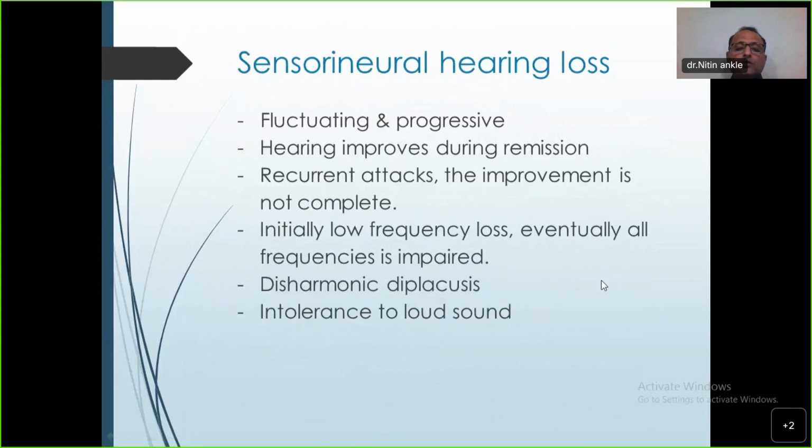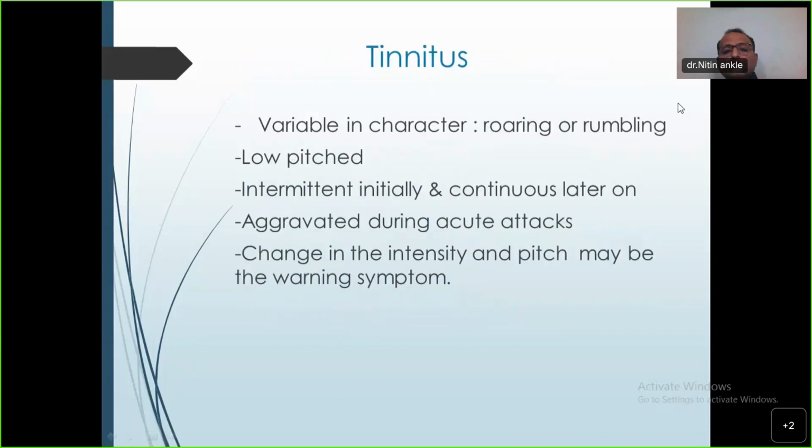Okay. So there is intolerance to loud sounds. These are the typical symptoms that you get here. Then coming to tinnitus, it is of variable character. It is roaring or rumbling. It is very typically low pitched, not pulsating like we see in glomus jugulare. It is intermittent initially and continues later on. Typically, during acute attacks it is aggravated, and change in intensity and pitch may be the warning symptoms.